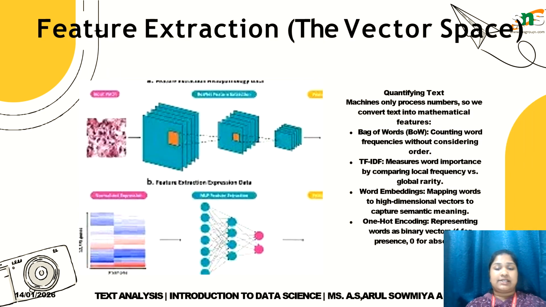Next one is feature extraction, the vector space. Here we are quantifying the text. Machines only process numbers, so we convert text into mathematical features. In this, there are bag of words, TF-IDF, word embeddings, and one hot encodings.